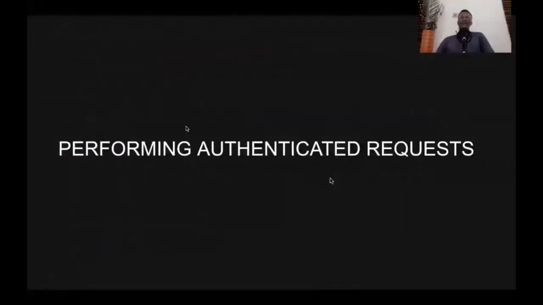So let's check how we can perform authenticated requests. Thus far, what we've done is we have a function that helps us generate JWTs. Then we have another one that helps us save the generated JWTs in Redis, that is the metadata, not the token itself. Now, with this, we can start performing authenticated requests. Let's see how we can do that.